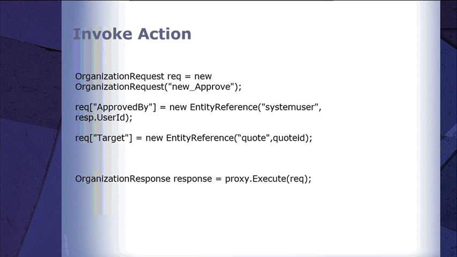What's approved by? Approved by is one of the input parameters that was defined of the type entity reference. Target is the default parameter that needs to be passed to provide the record ID on which the action needs to be invoked. And as a response, if you had an output parameter defined, you could read it from the response if there was something returned. So that's how you can use actions.